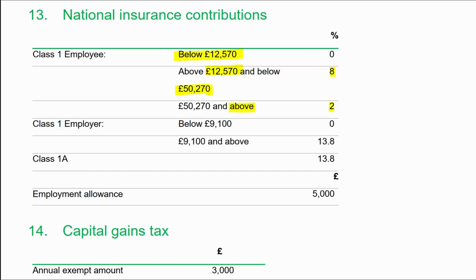So notice it's a little bit different to how we would think about income tax, where we would deduct the personal allowance before we start going through the bands. But for national insurance, we start at 0 and we have our first threshold, then the second threshold, and we tax accordingly.